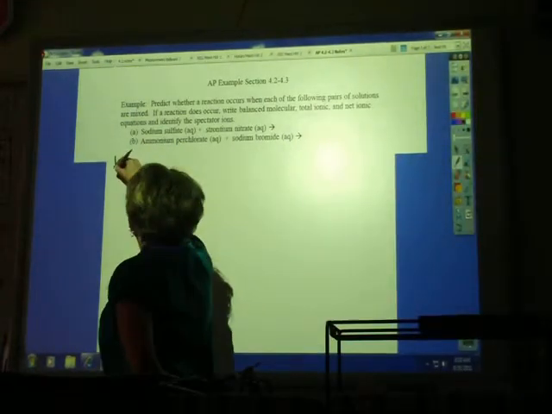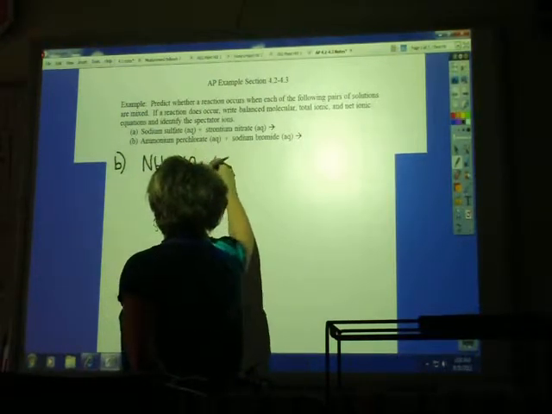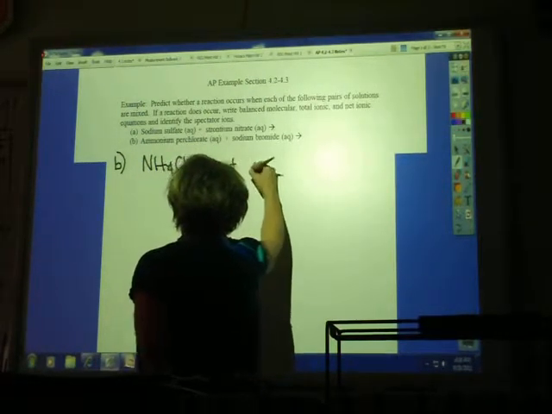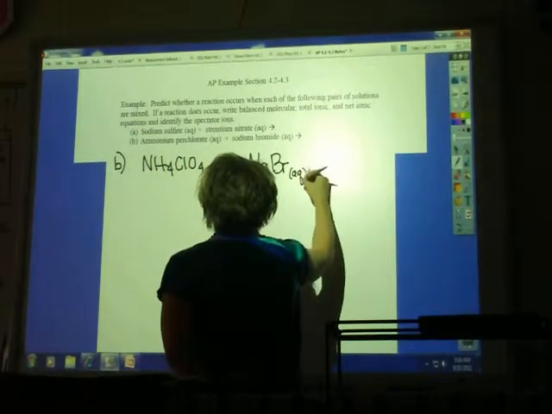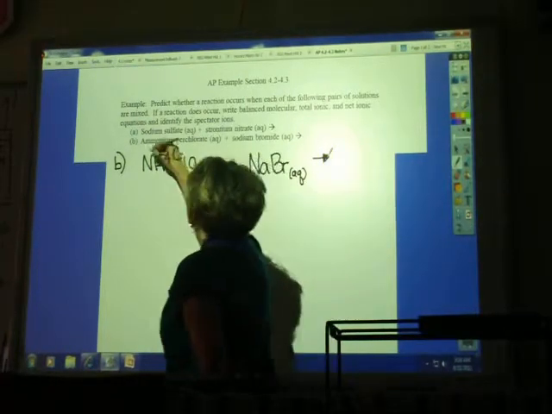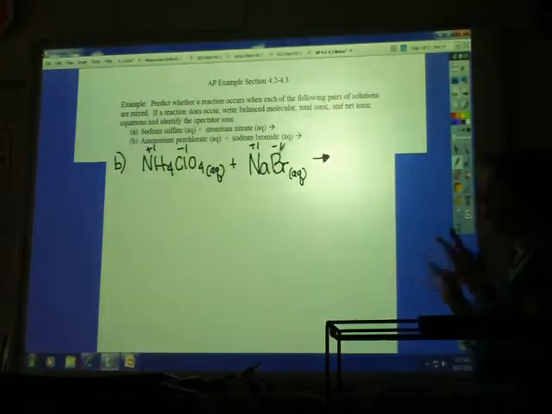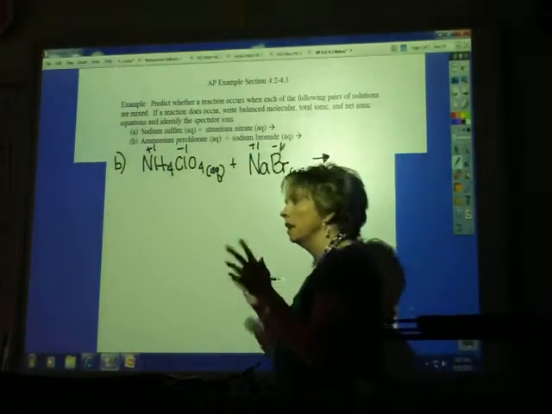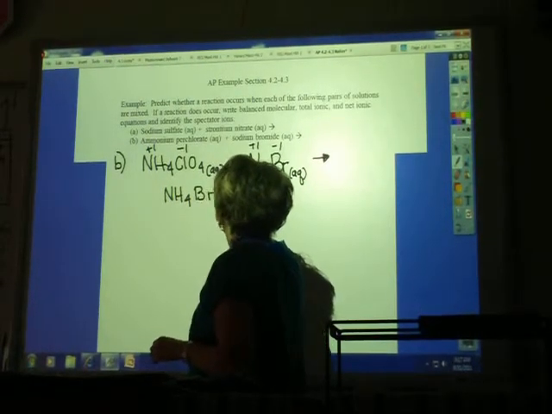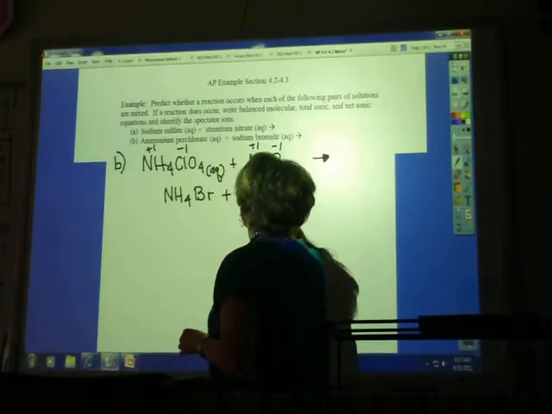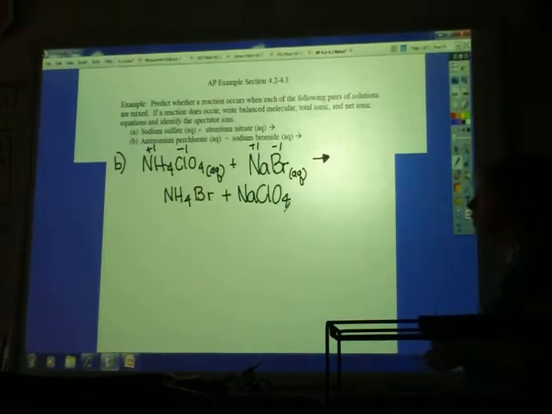We have, in B, ammonium perchlorate, NH4ClO4. And we have sodium bromide, NaBr. And again, the first thing we do, all of these are positive 1 and negative 1. So that makes for a pretty easy double replacement manipulation. I can just switch partners because all the charges are the same. So I now have my potential products as ammonium bromide and sodium perchlorate.